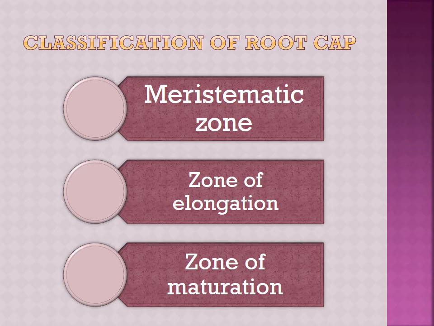These are the zones of the root tip. First one is the meristematic zone. Second is the zone of elongation, then the zone of maturation. In the maturation zone, cells will mature. Then in the elongation zone, cells will elongate.